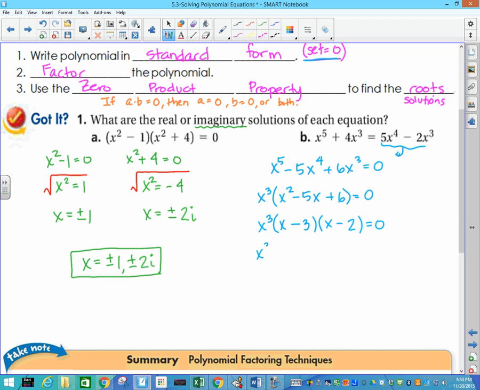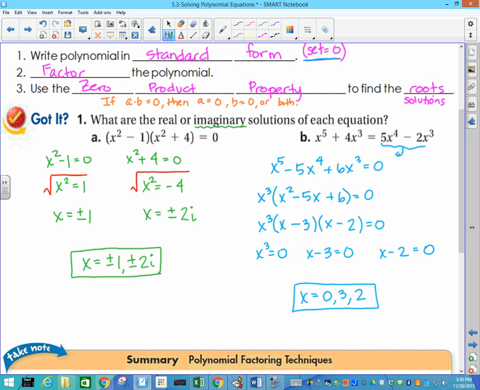So x cubed equals 0. x minus 3 equals 0. And x minus 2 equals 0. And so that tells me, of course, the cube root of 0 is 0. So this one has given me x equals 0. This one, you know I add 3, so x equals 3. And here, x equals 2. So those are my zeros.